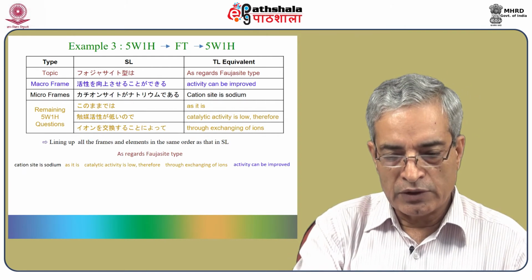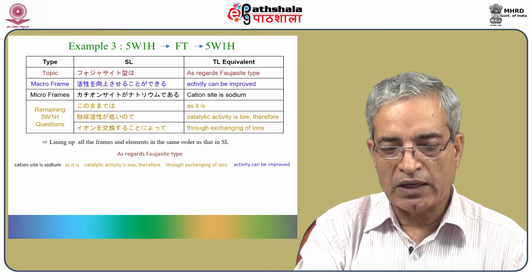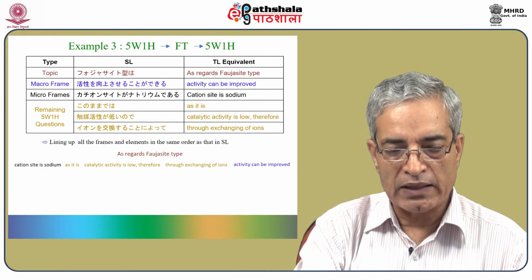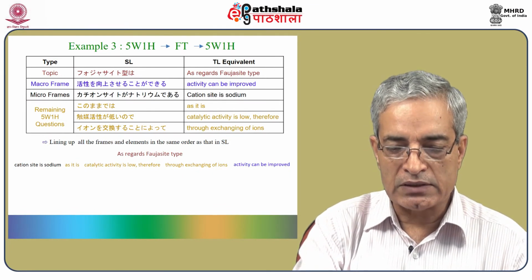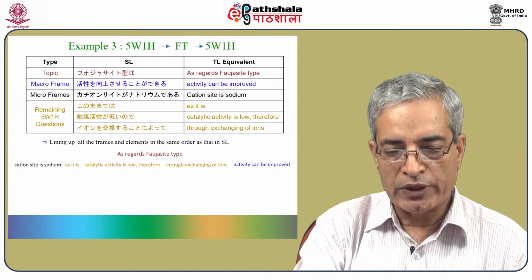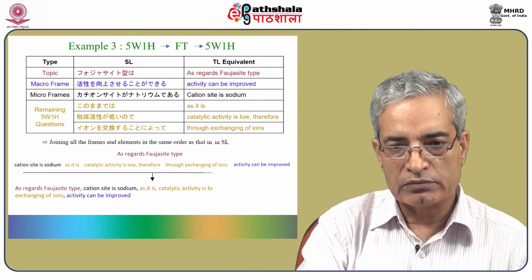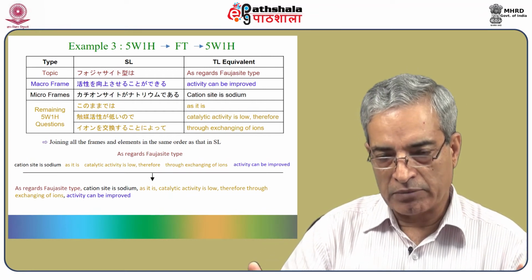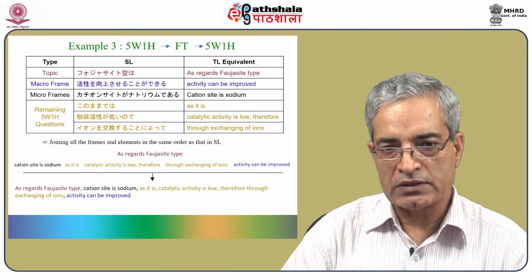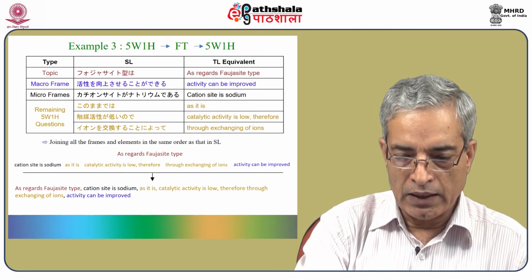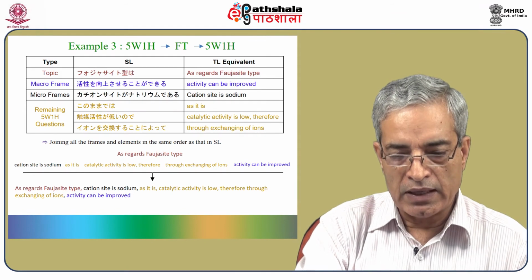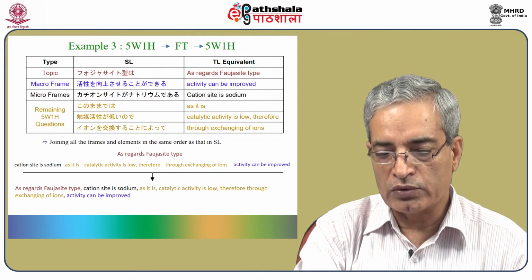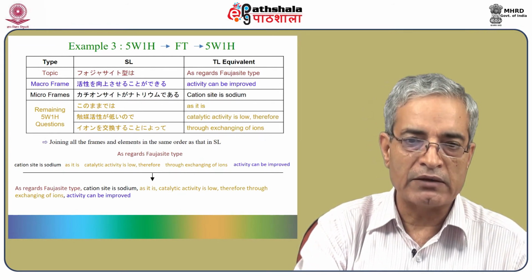Now, if we line up all these frames and the elements, it's as regards foja site type, cation site is sodium as it is, catalytic activity is low, therefore, through exchange of ions, activity can be improved. I hope when I was reading, bifurcating the segments, you were able to make out what is being said here, and further connecting it: as regards foja site type, cation site is sodium as it is, catalytic activity is low, therefore through exchanging of ions activity can be improved.